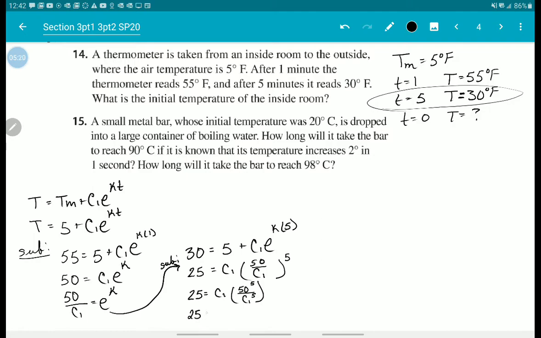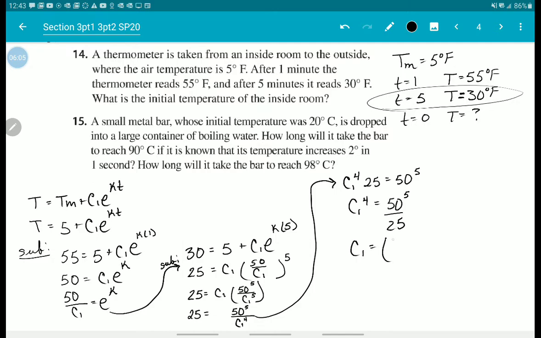So 25 is equal to C1 times 50 to the 5th. And if I take this C1 and I divide by C to the 5th, I'm going to end up with a C1 to the negative 4th right there. Which is the same thing as writing this as 50 to the 5th over C1 to the 4th. So we're going to have C1 to the 4th times 25 is equal to 50 to the 5th. C1 to the 4th is equal to 50 to the 5th over 25.